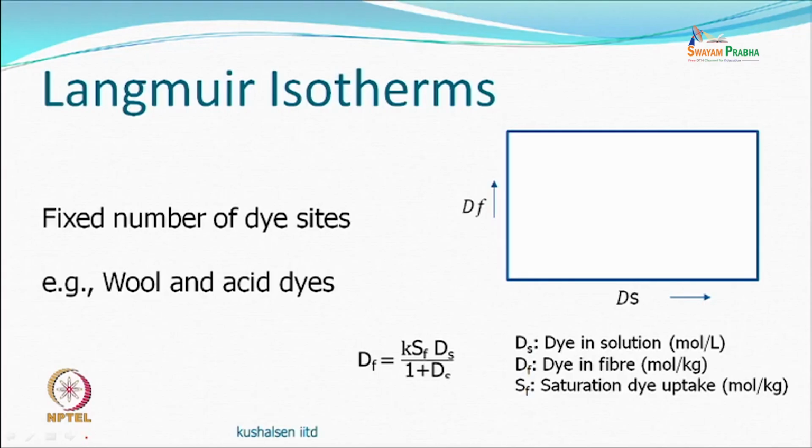So there are some ways in which these interactions have been defined. You can do quantitative analysis also, that is, how much dye will go. An isotherm means that at the same temperature you are looking at how the dye moves from solution to the fiber. Langmuir isotherms are the ones which are plotted at a constant temperature.